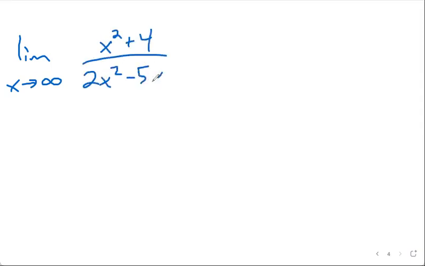Limits as you approach infinity. So if we're dealing with rational expressions, there's three results that could occur. So let's say limits as you approach infinity. For instance, let's go for x squared plus 4 over 2x squared minus 5x.